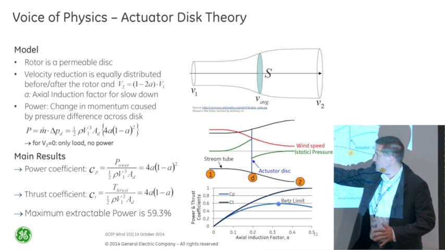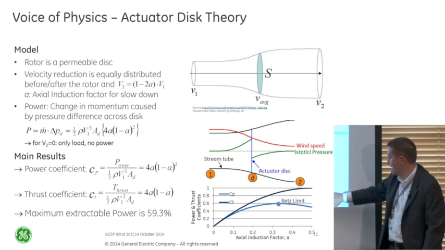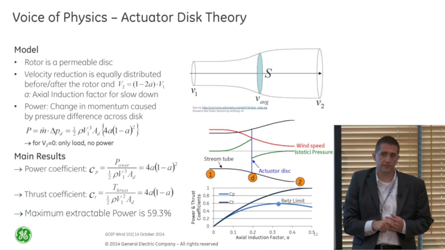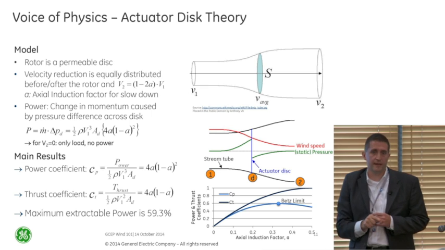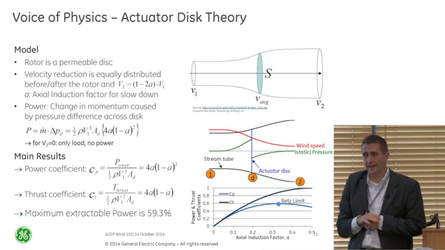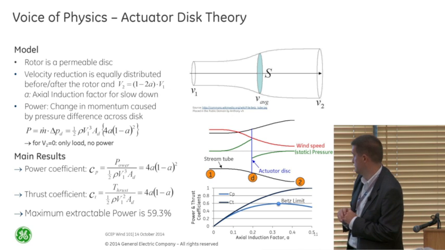And we have this equation, and if you just plot it across axial induction factors, you can see that it maximizes at around 59%. It's actually 59.3%, and that's the Betz limit. And no wind turbines have ever exceeded that. In fact, state of the art in wind today is around 51 or 52%.